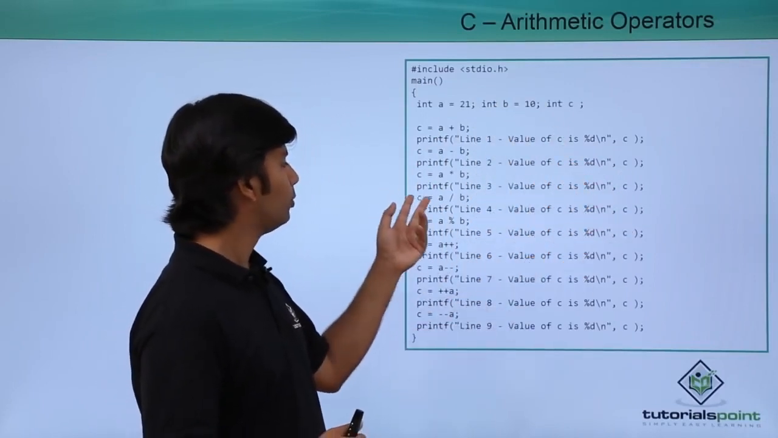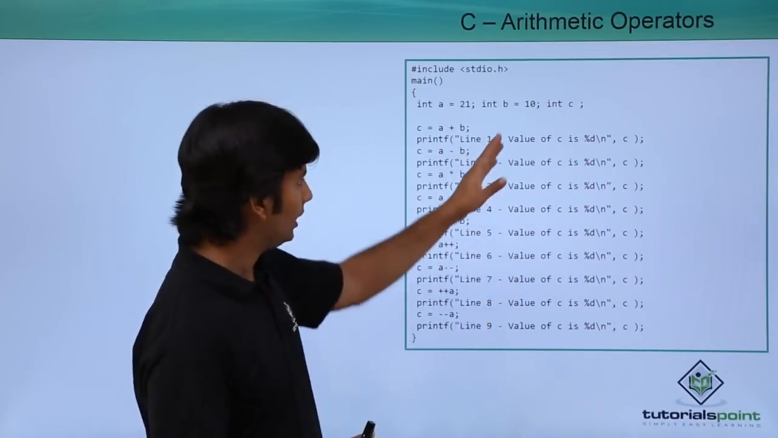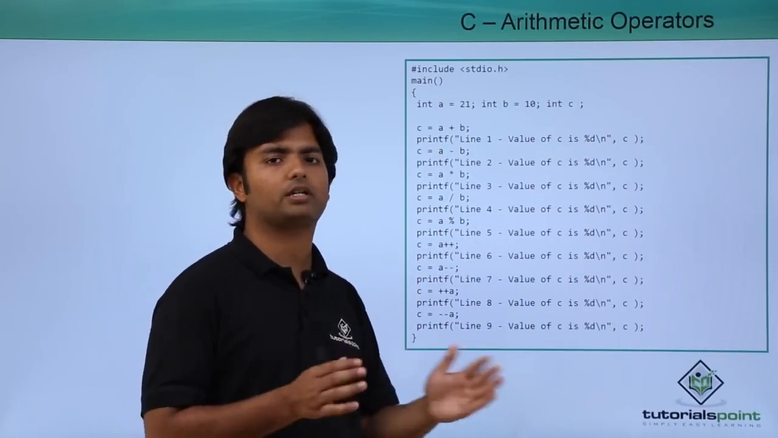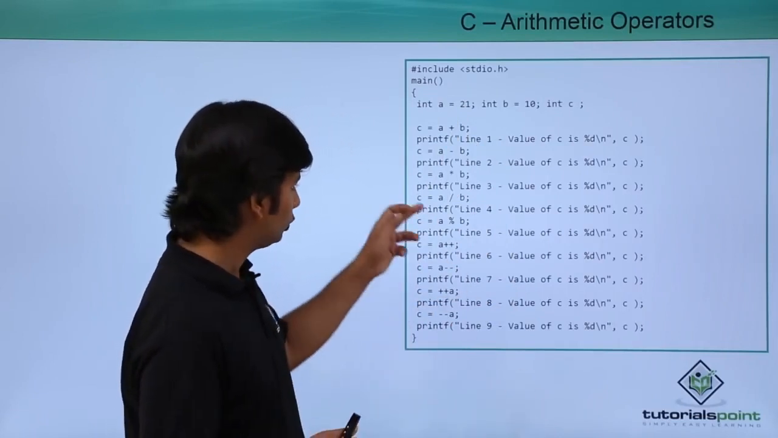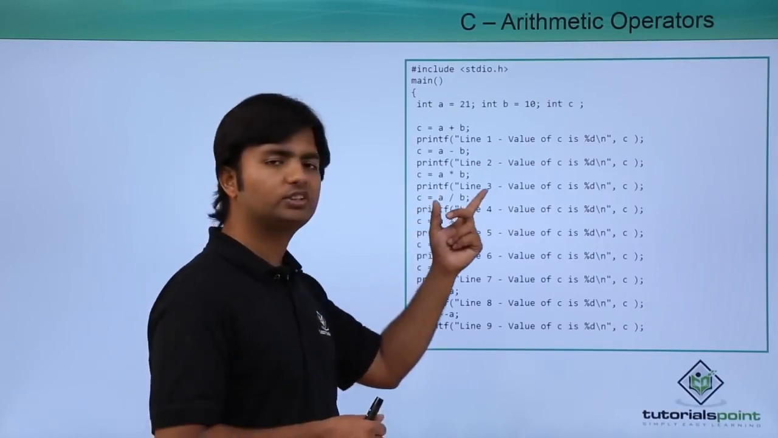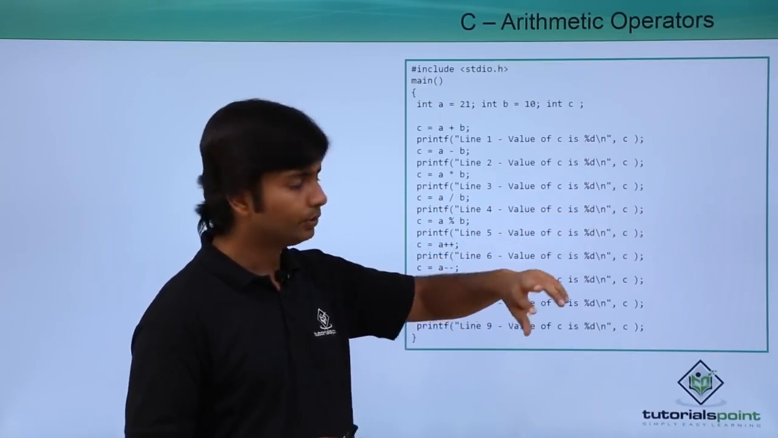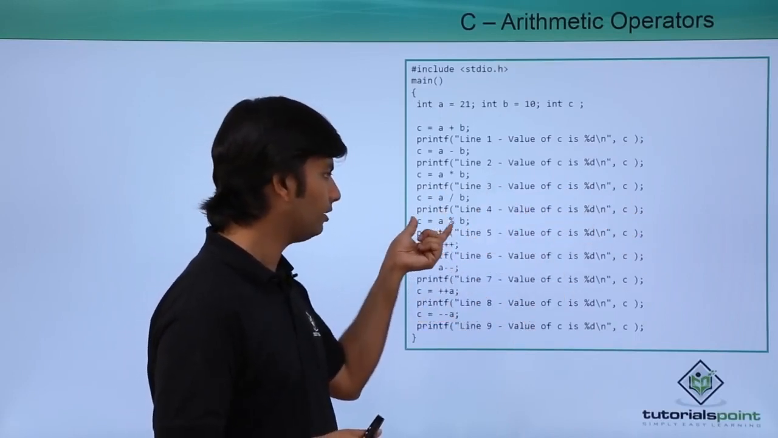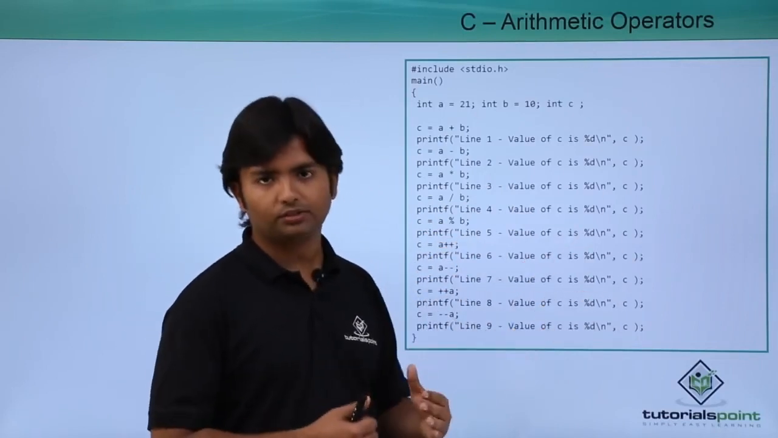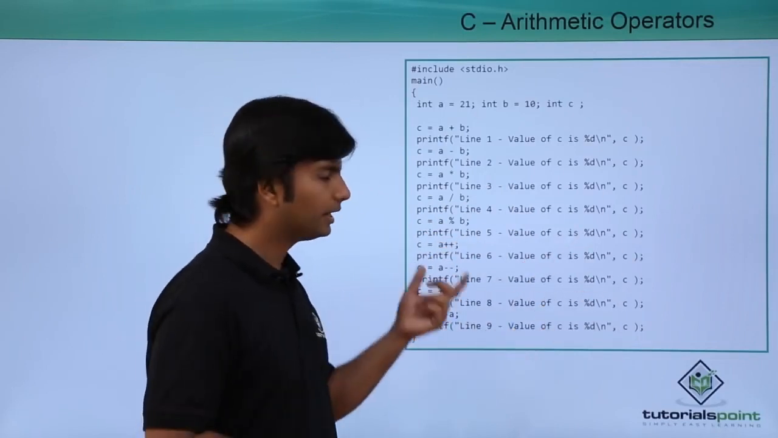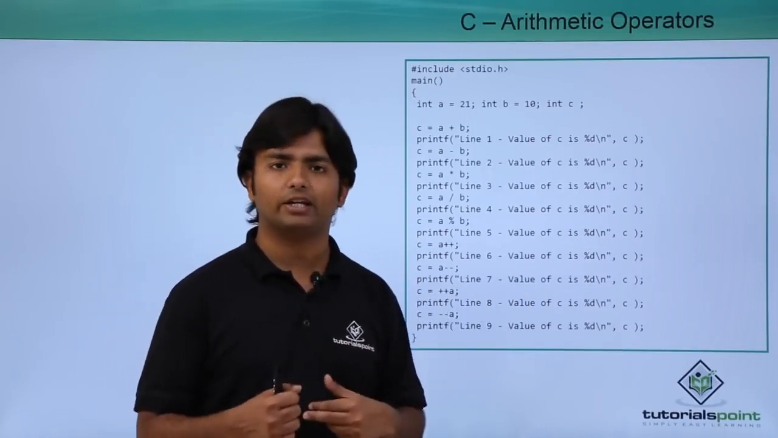In line 4, we will see the quotient part of this division. If I divide 21 by 10, I will get 2 in the quotient and 1 in the remainder. So in line 4, when we use the slash symbol, the division symbol, we get the quotient part, which is 2, and in line 5, when we use the mod symbol, we get 1, the remainder. Then a++, which is the shorthand operator for incrementing the value.